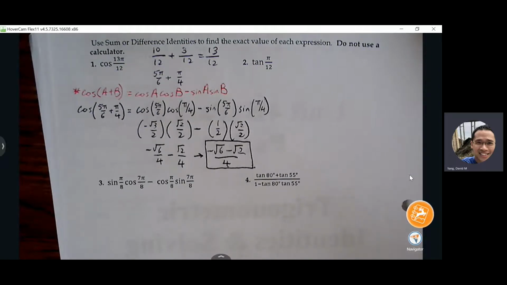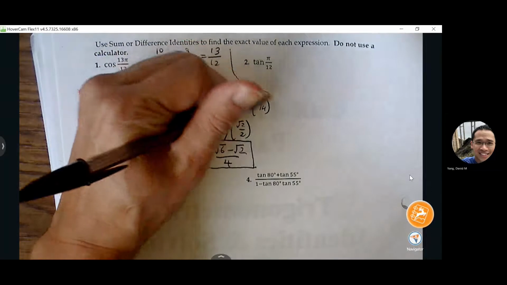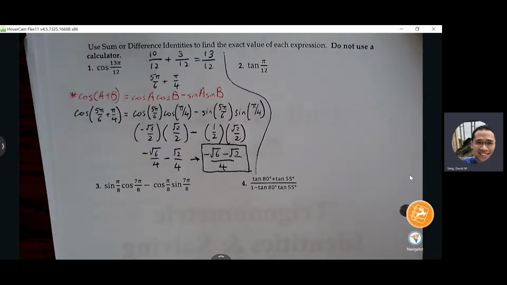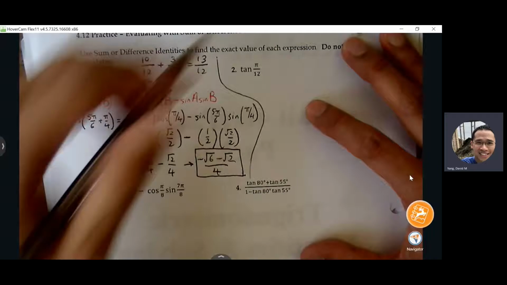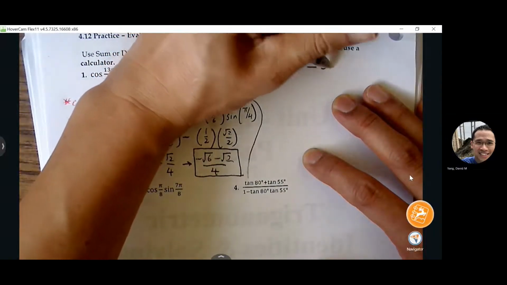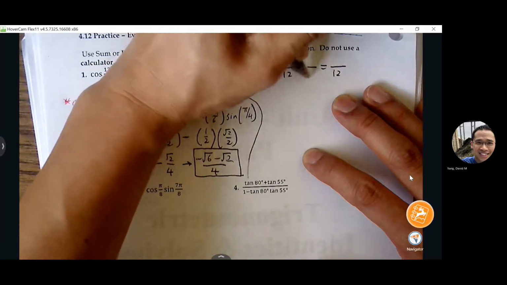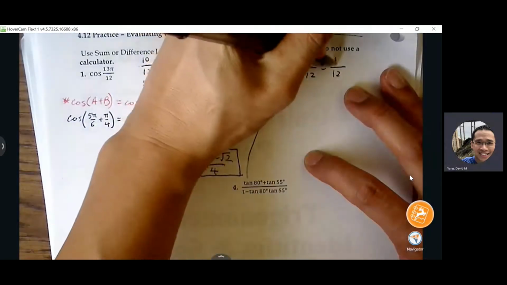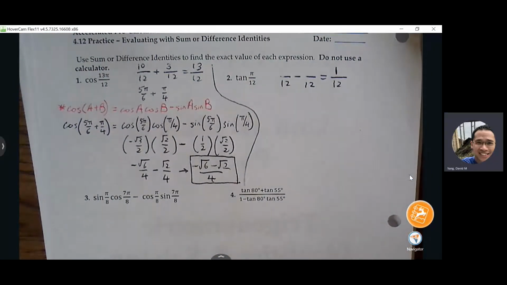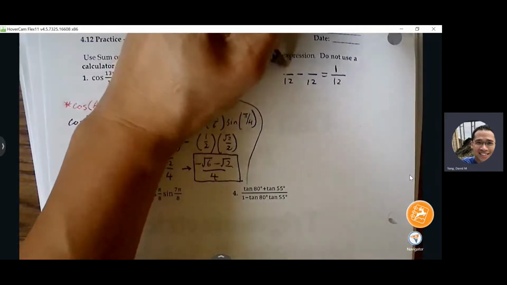Okay, let's shift over to tangent of π/12. So 1 over 12, that's a kind of small number, right? So maybe let's think in terms of a difference. Can you think of two numbers that subtract to be 1? That could end up being measures that we recognize, because we don't recognize π/12, but maybe we can think of two measures that subtract out to be 1 over 12. 4 and 3, okay, let's try that.